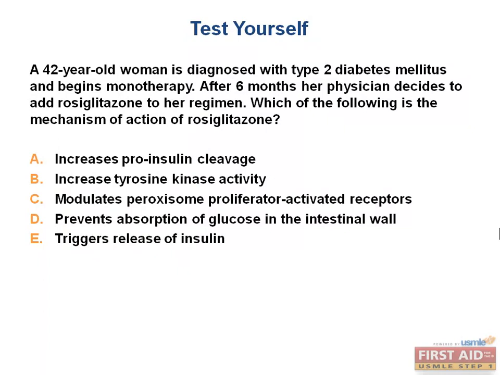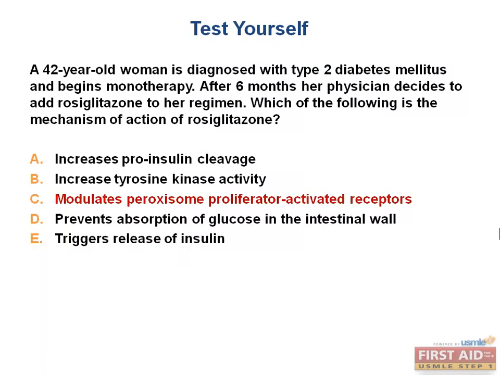Our next question is about a 42-year-old woman diagnosed with type 2 diabetes mellitus and begins monotherapy. After 6 months, her physician decides to add rosiglitazone to her regimen. Which of the following is the mechanism of action of rosiglitazone? Does it A. increase proinsulin cleavage, B. Increase tyrosine kinase activity, C. Modulate peroxisome proliferator activated receptors, D. Prevent absorption of glucose in the intestinal wall, or E. Trigger release of insulin.